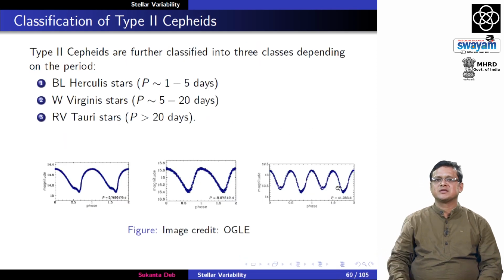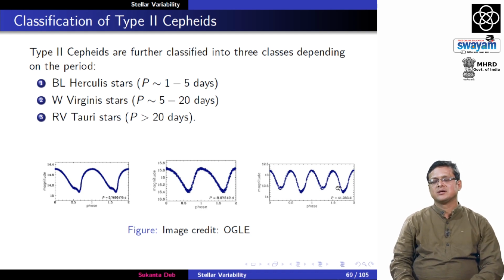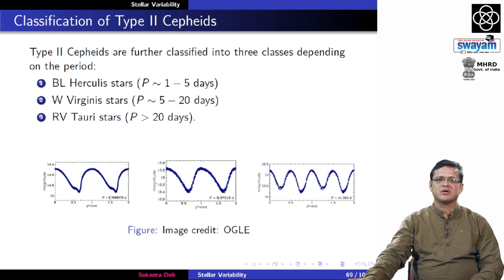Type 2 Cepheids are further classified into 3 classes depending on the period. BL Herculis stars have periods of the order of 1 to 5 days. W Virginis stars have periods in the range 5 to 20 days, and RV Tauri stars have periods of more than 20 days. These are some of the typical light curves of type 2 Cepheids taken from the Optical Gravitational Lensing Experiment project.